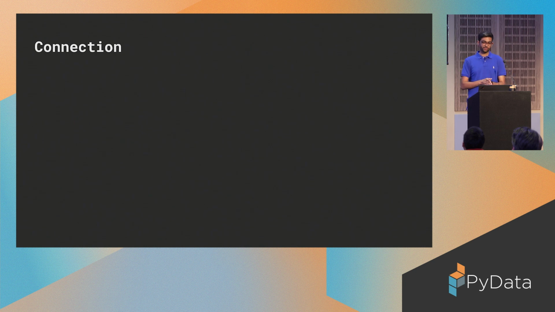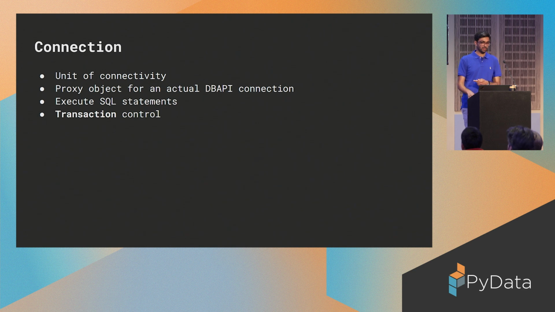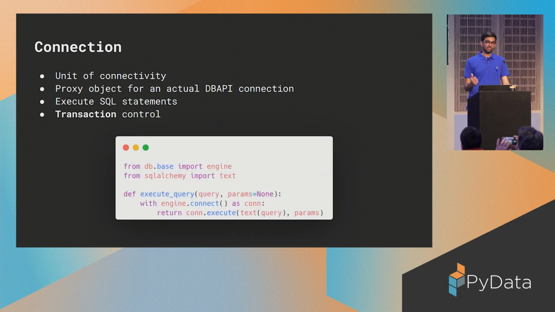So once we have created the engine, we want to fetch the connection. First of all, a connection is a unit of connectivity, which is a proxy object for the actual DB API connection that we used earlier. This allows us to execute the SQL statements and also provides a way of controlling transactions. We're using context managers here because we don't want to keep the connection running indefinitely. So when we exit the context manager, it will automatically call connection.close at the end of that, so we don't run into race conditions or something like that.